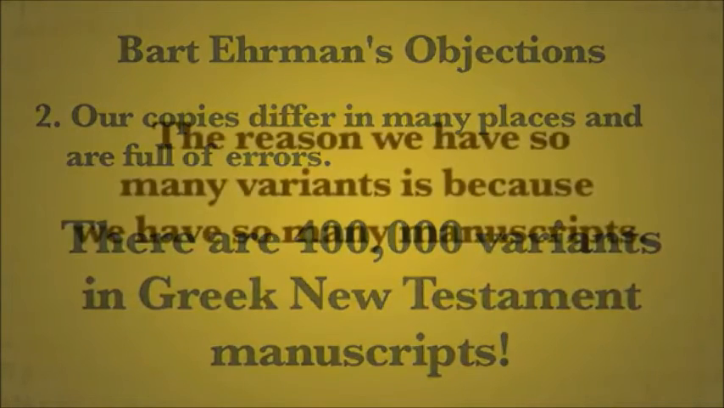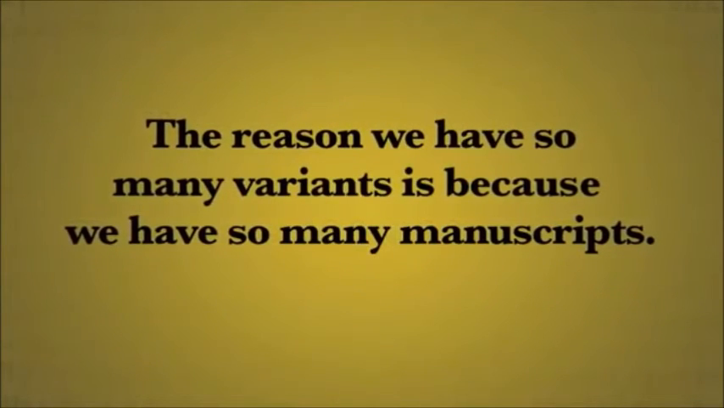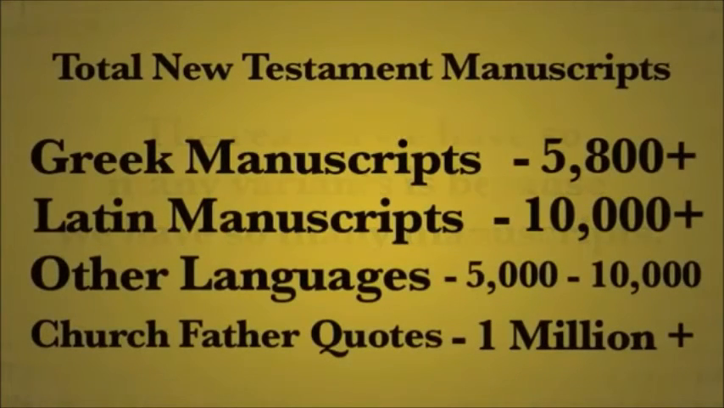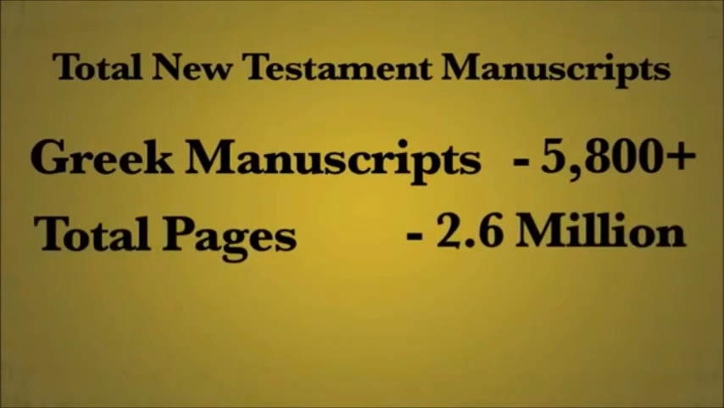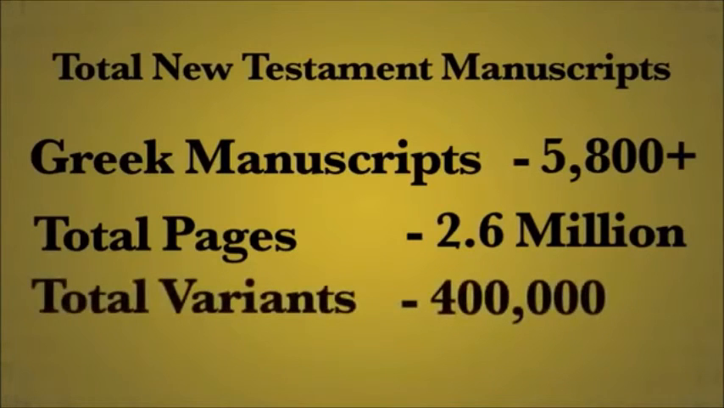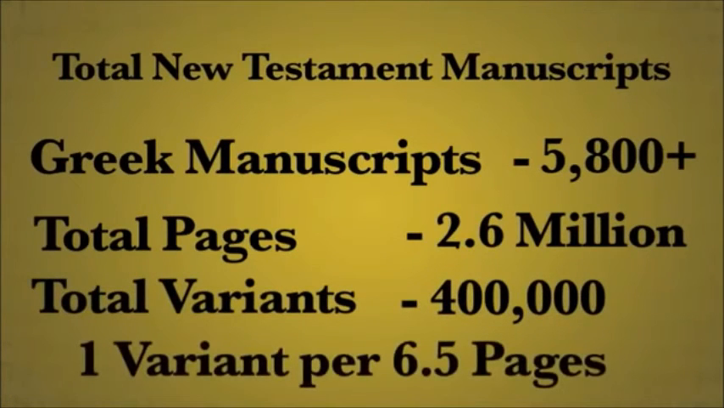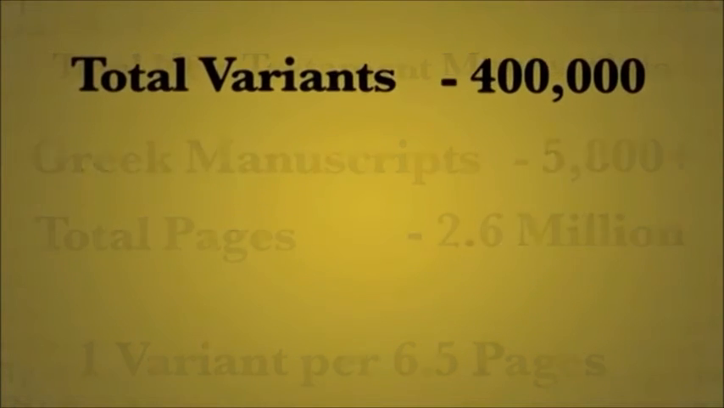For example, the reason we have so many variants is because we have so many manuscripts. That would be expected with such a high number of manuscripts. But even with that, remember we have close to 6,000 New Testament Greek manuscripts, which comes to about 2.6 million pages of New Testament. If you do the math, that is 1 variant per 6.5 pages. Not really that much.